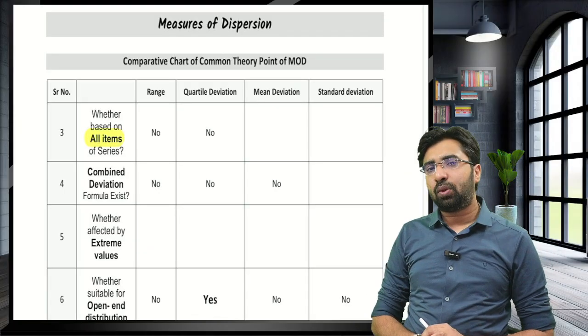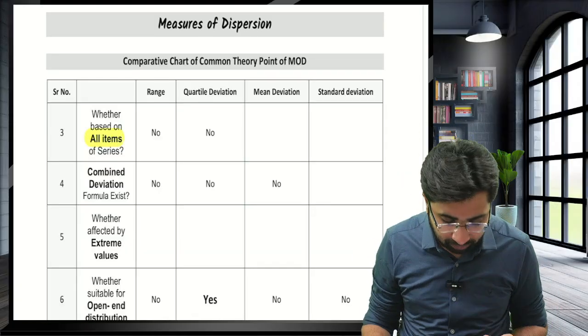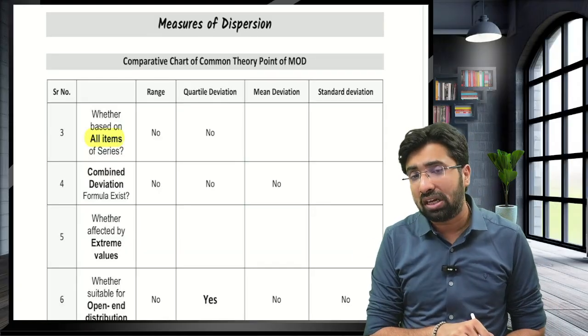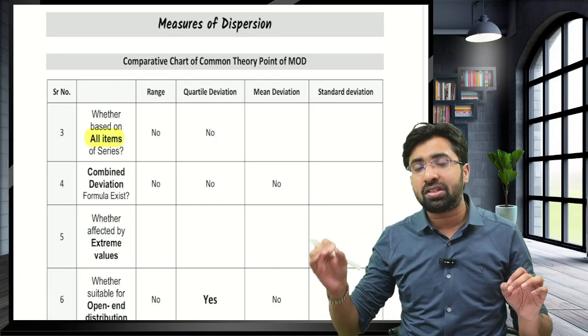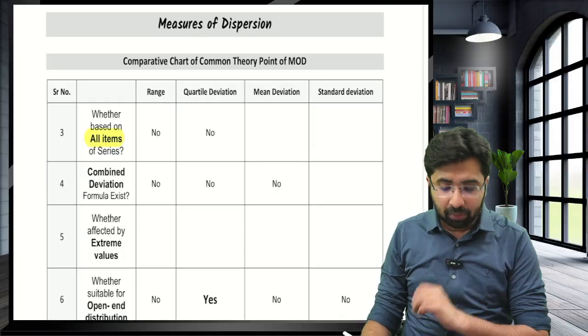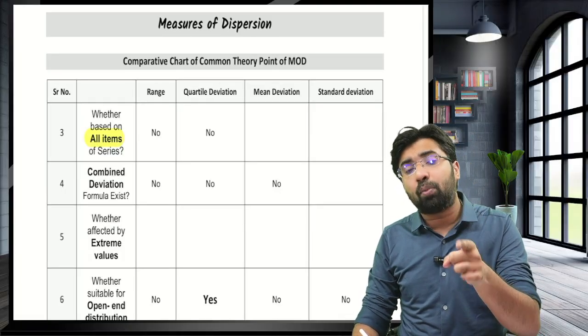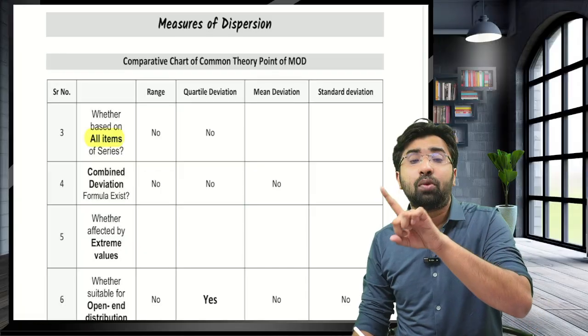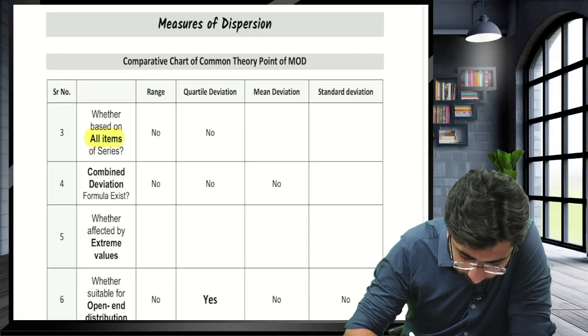Range is calculated as the largest value minus the smallest value. It doesn't consider all the observations. Quartile deviation is calculated as Q3 minus Q1, divided by 2. They don't consider any observation, they just consider the third quartile minus the first quartile. But mean deviation takes the sum of the deviations of all the observations from the appropriate measure of central tendency, the appropriate mean. So can I say, yes, it considers all the observations.